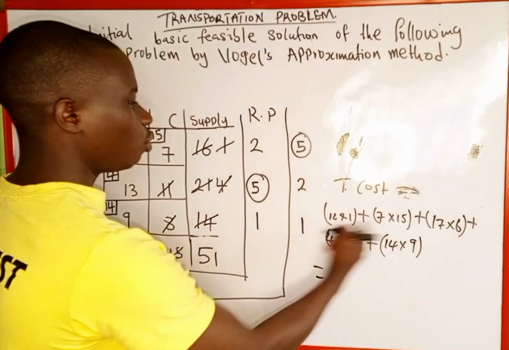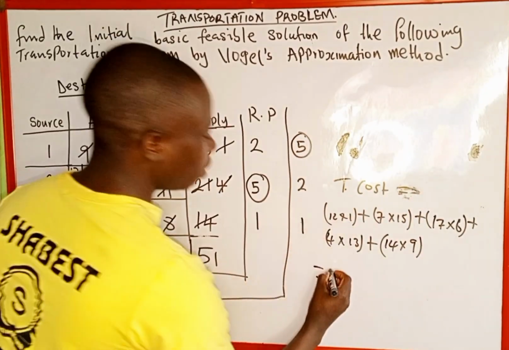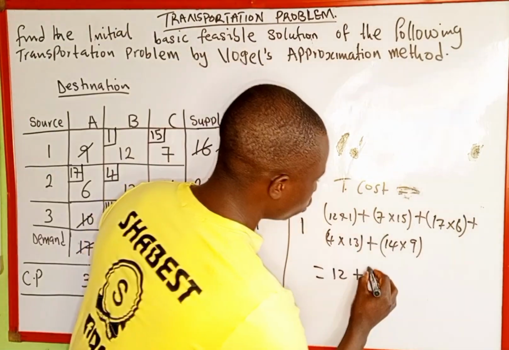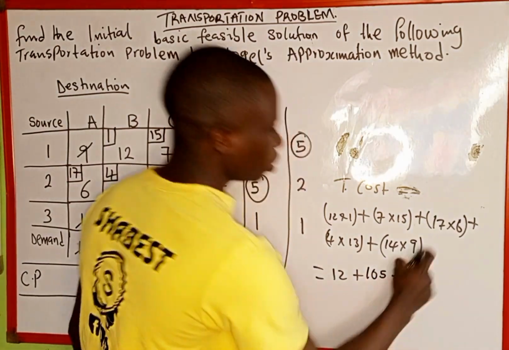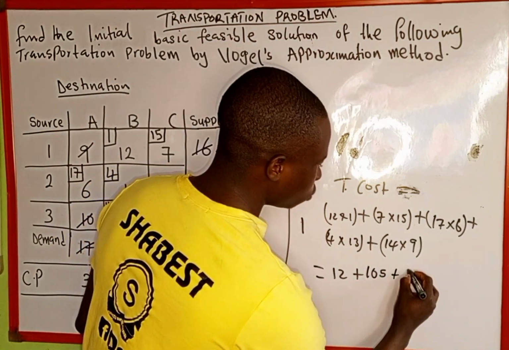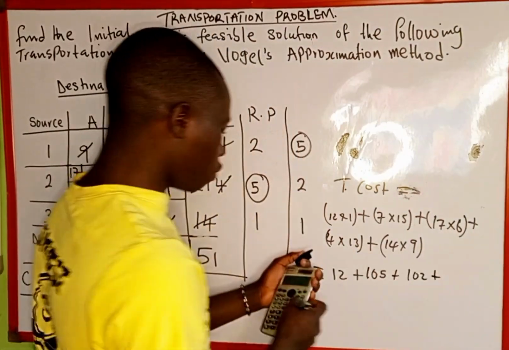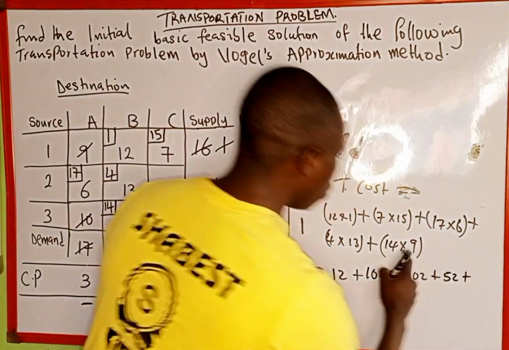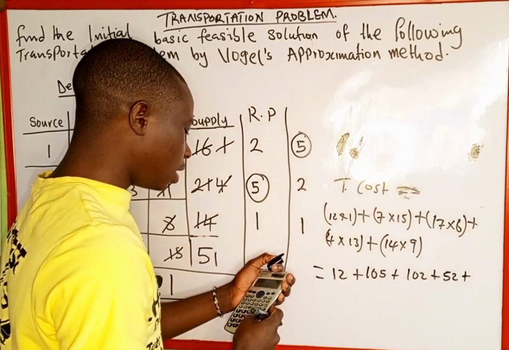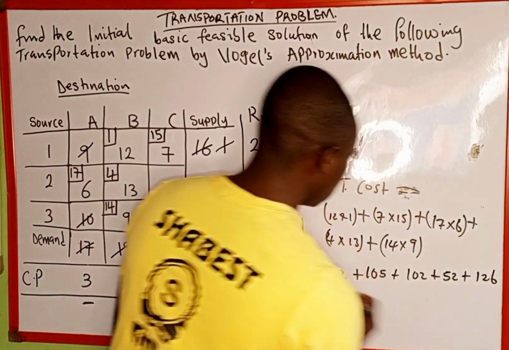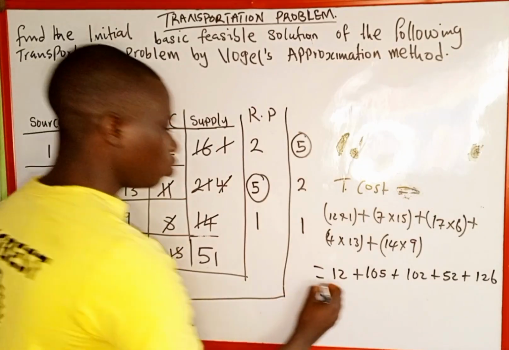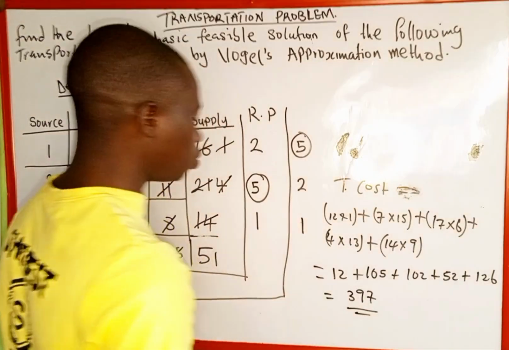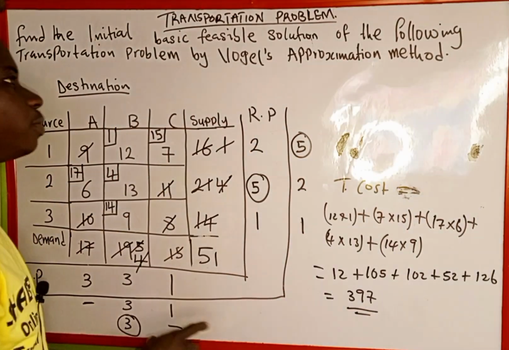So the next thing is to do the multiplication and addition. 12 multiplied by 1 is going to give us 12, then plus 7 multiplied by 15 is going to give us 105, then plus 17 multiplied by 6 is going to give us 102, then plus 4 multiplied by 13 is going to give us 52, then plus 14 multiplied by 9 is going to give us 126. If you add all these numbers together, it's going to give us 397. So therefore, 397 is the transportation cost using the Vogel approximation method.